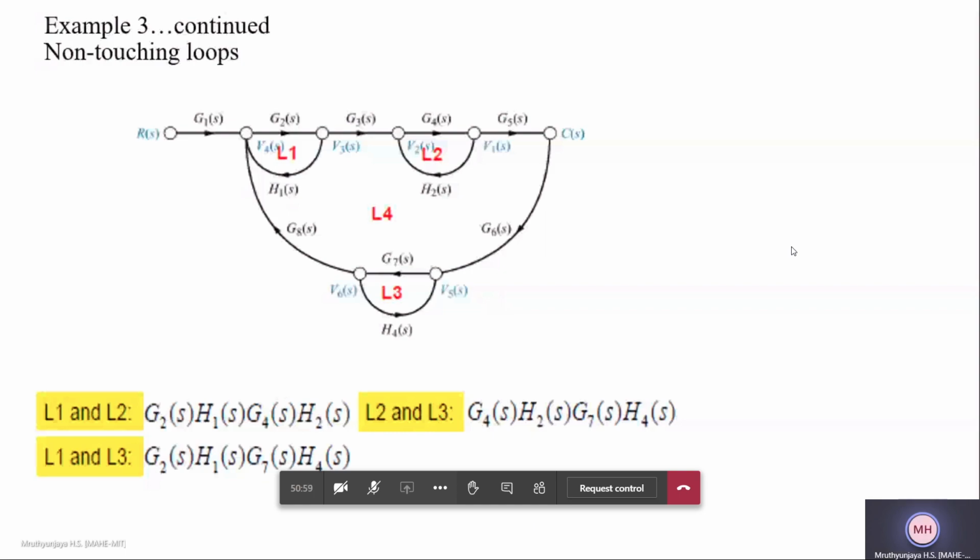Any 3 non-touching loops? 3 loops should not touch. How many 3 non-touching loops? One of them, sir. L1, L2 and L3. So 3 non-touching loops: L1, L2, L3. So 4 and higher non-touching loops nil. So writing the value of delta.